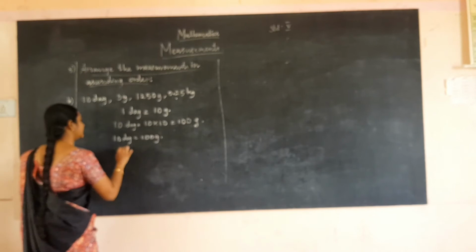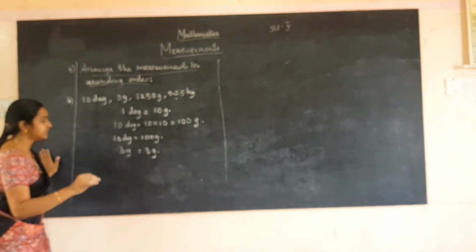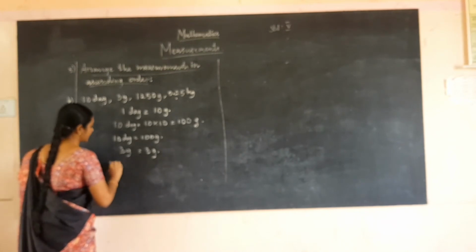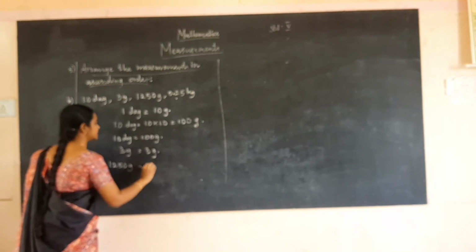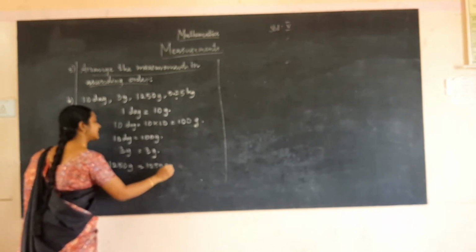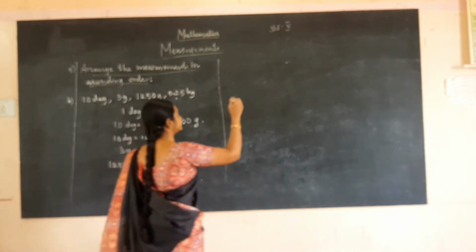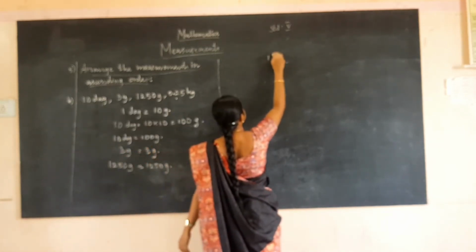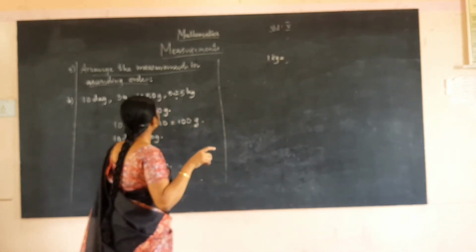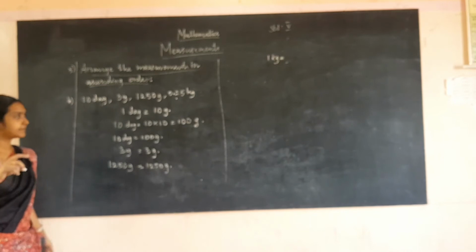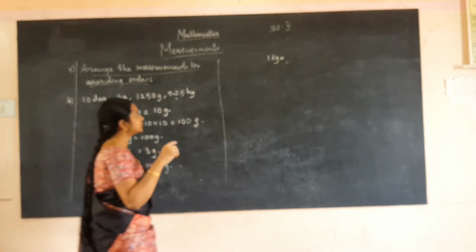Next, let 3 gram be 3 gram itself. I am not going to convert it. So I have kept this as it is, and 1250 gram as 1250 gram. Let us keep that as it is, and now we are going to convert kg. We are going to convert kilogram into gram. Kilogram into gram means 1 kilogram equal to 1000 grams.